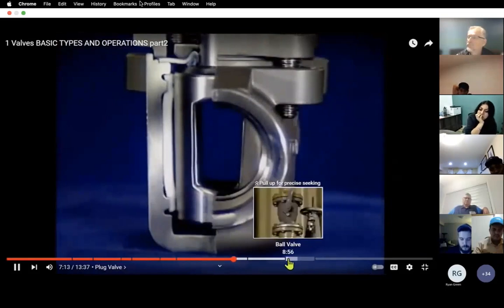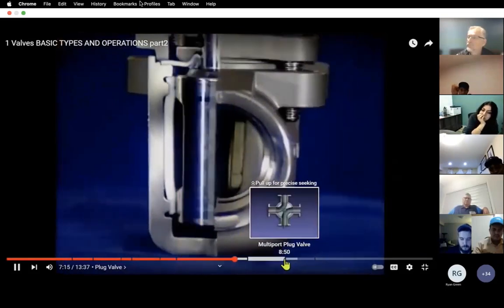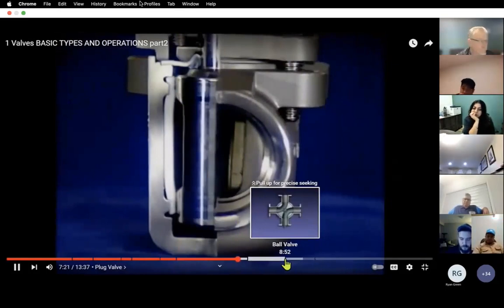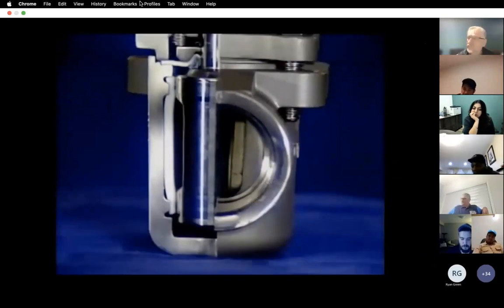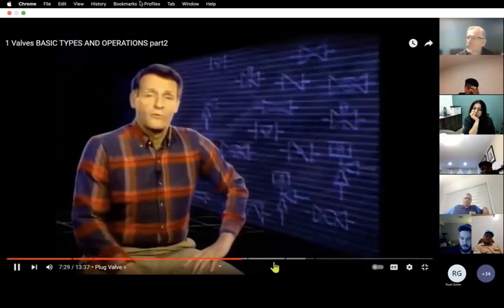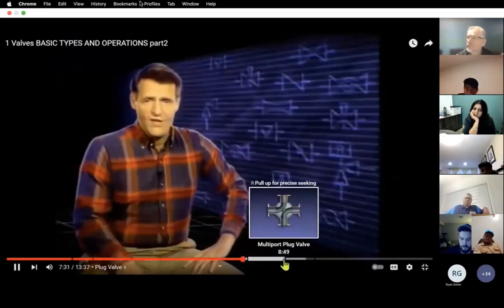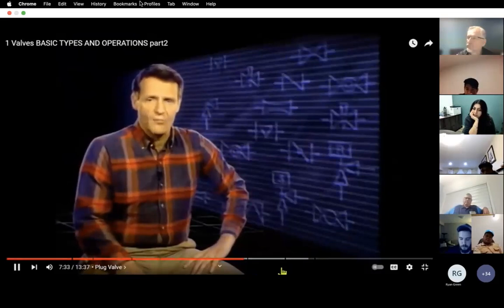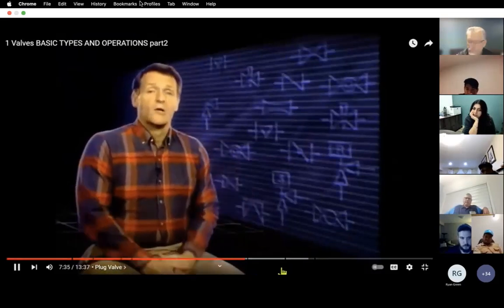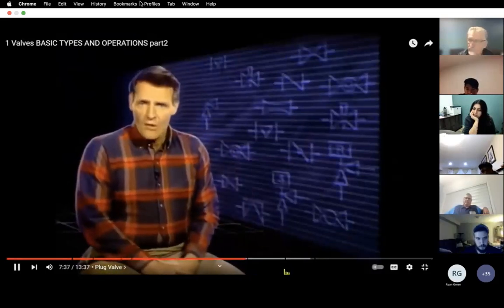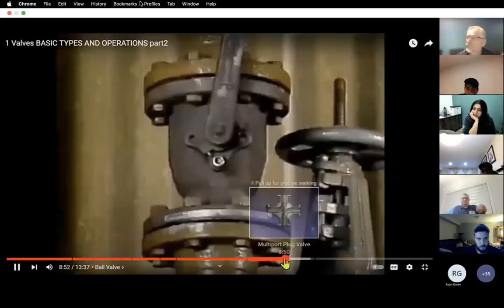But because of this close fit, turning the plug can gradually wear out the plug and seat. If either one wears out, fluid flow won't be shut off completely when the valve is closed. To minimize the friction between the plug and the seat, many plug valves are lubricated. Some plug valves are equipped with a fitting on top of the stem through which lubricant is supplied to the plug. Now let's take a look at another type of plug valve, the multi-port plug valve.